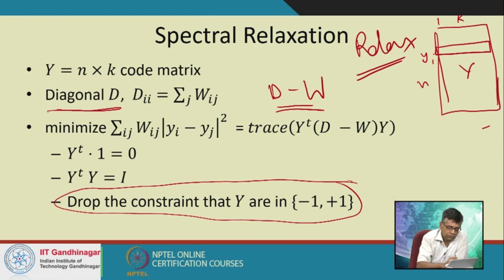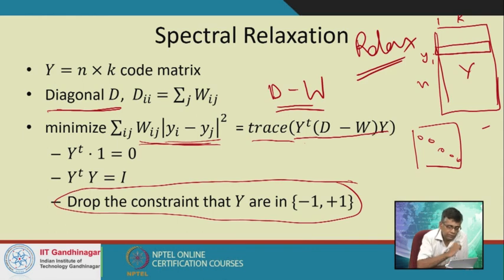So with these new definitions, we can write down our objective function as the trace of the matrix y transpose (D minus W) times y. If you don't remember the definition of a trace, the trace of a matrix is nothing but the sum of the diagonal elements. It takes only a little bit of algebra to see that if you calculate y transpose (D minus W) times y, you get exactly this objective function. And the other two constraints that we had before boil down to saying that y transpose 1 equals 0, and y transpose y is identity, because that is exactly the matrix form of the two constraints that we had before.